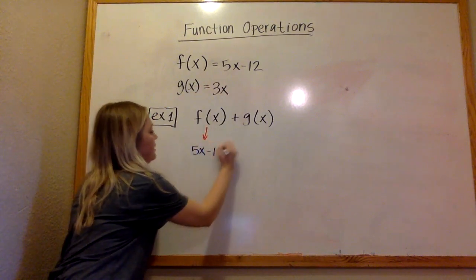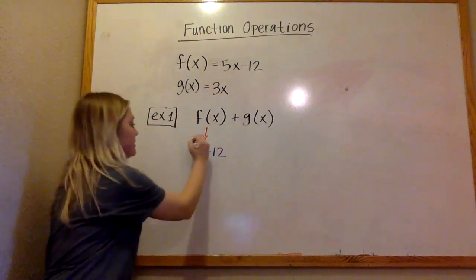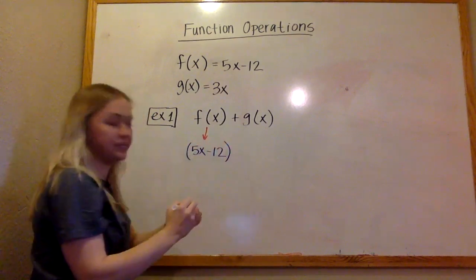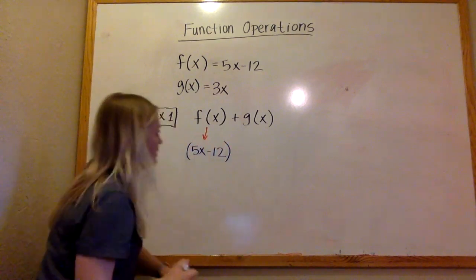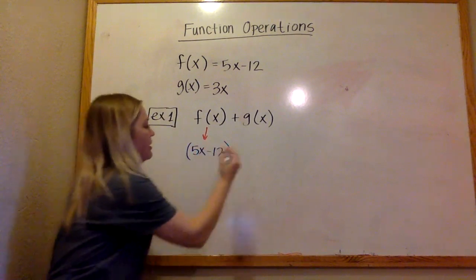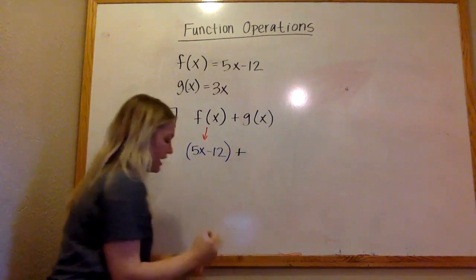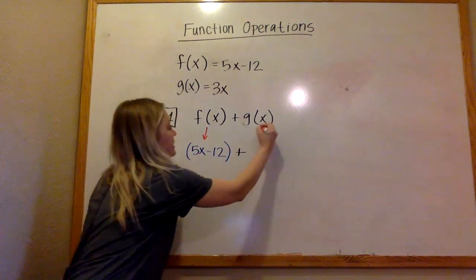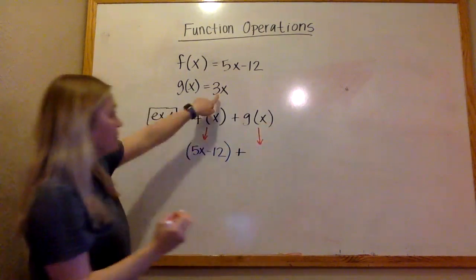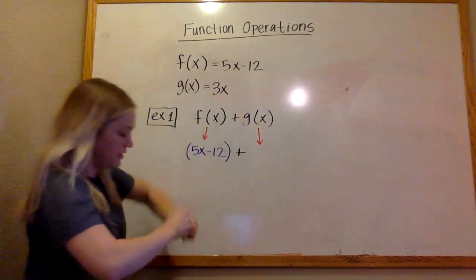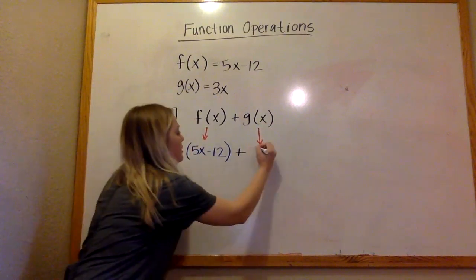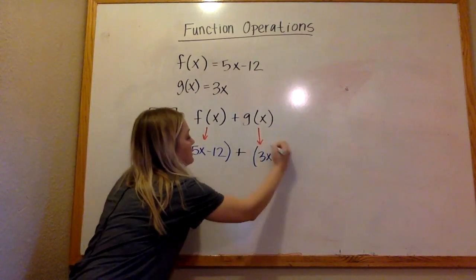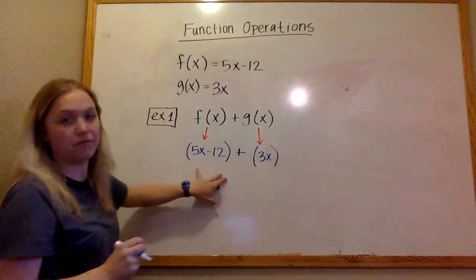So underneath this f of x, I'm going to replace that thing with what f of x already is, 5x minus 12. And sometimes you'll even see people put parentheses right there. Totally fine. That's not a bad habit to get into. Then you're going to add on, and then we're going to see what g of x equals. So over here, instead of g of x, I'm going to put 3x there. So you're adding on 3x.